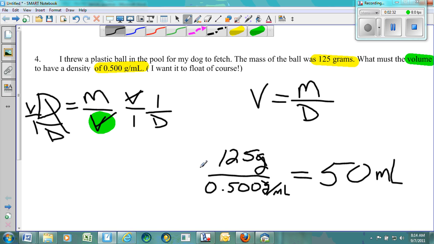Remember, I have a setup, I have units in my setup, I have an answer, I've got units in my answer.